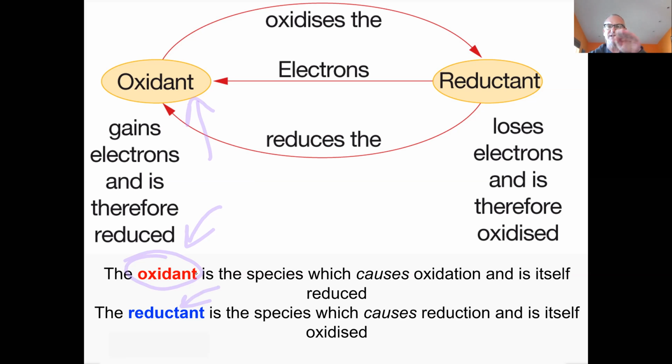That causes a reduction to take place. If a reduction takes place, that means that whoever was in the presence of the reducing agent got reduced. It received electrons. So what happened to the reducing agent? It must have lost electrons. It must have been oxidized. And so we say that basically metals are reducing agents.